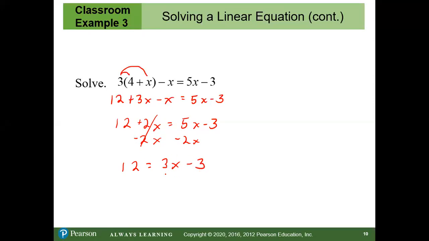And then once you get to this phase, you just start using the additive property of equality and the multiplicative property of equality. So I'm going to add 3 to both sides because that will cancel. Add 3 to both sides. That gives you 15 is equal to 3x. And then this is multiplication, so we do the inverse, which is division. And that will give us this final solution of x is equal to 5 because 15 divided by 3 is 5.